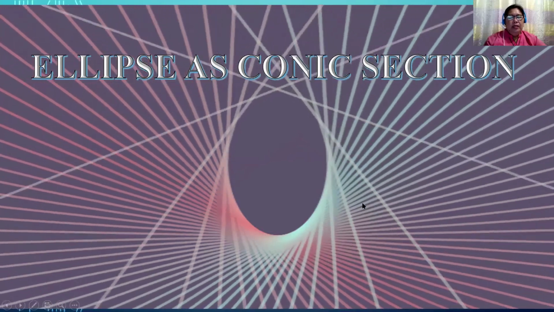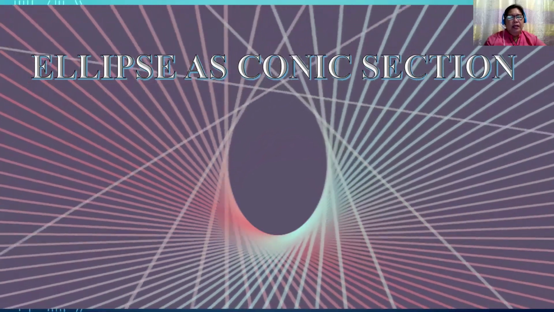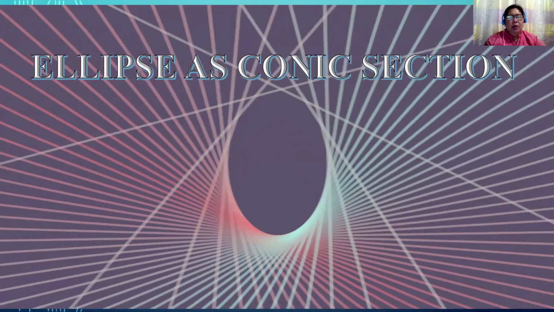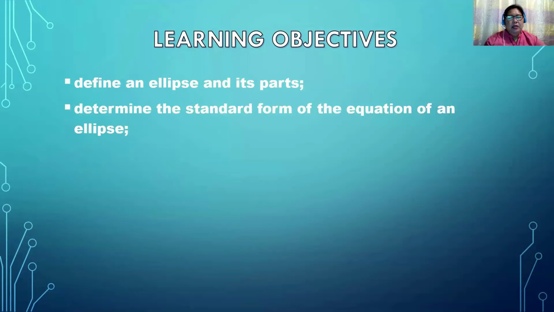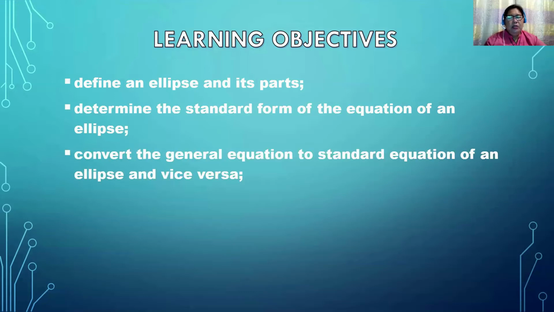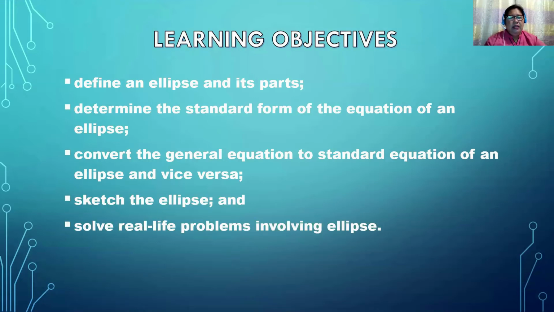Hello, math learners! Our lesson for today is about ellipse as conic section. The learning objectives are: you are going to define an ellipse and its parts, determine the standard form of the equation of an ellipse, convert the general equation to standard equation of an ellipse and vice versa, sketch the ellipse, and solve real-life problems involving ellipse.